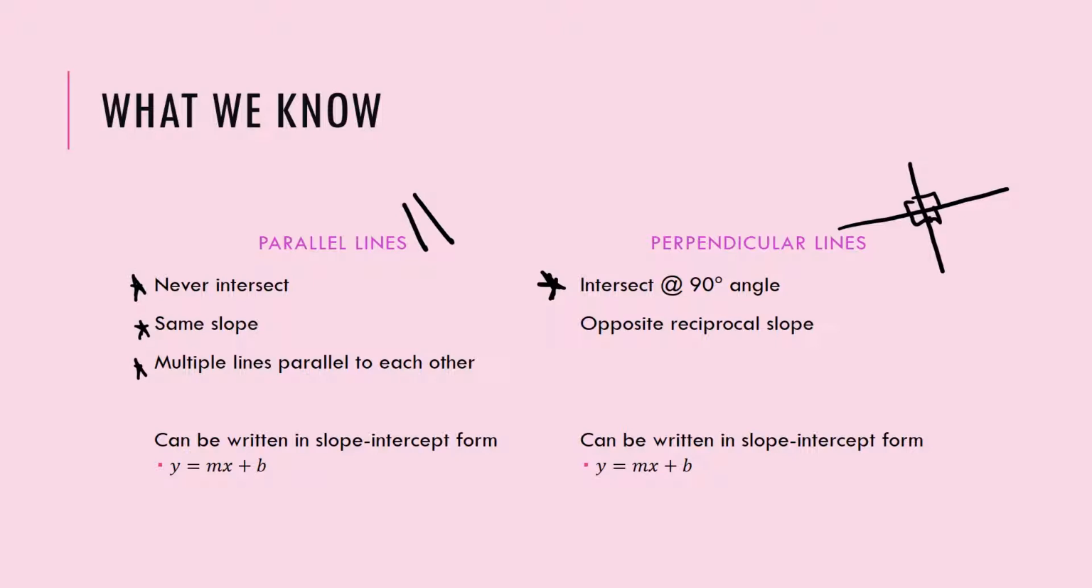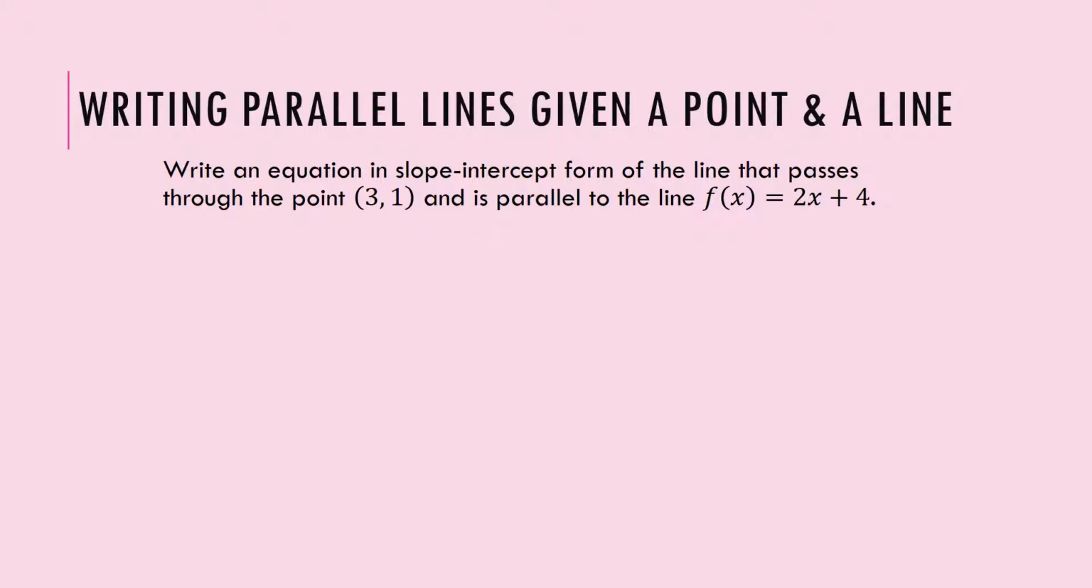And we learned in the last video that they have opposite reciprocal slopes. Remember, the opposite means the sign and the reciprocal means the number, and they have to have both in order to be perpendicular lines. And we also know that these lines can be written in slope-intercept form, which is y = mx + b. All right, today we're going to go through examples of how to write the equation of some lines using what we know already about parallel and perpendicular lines.